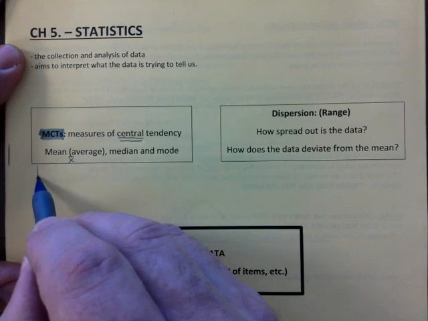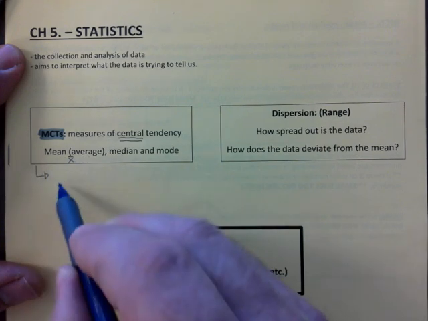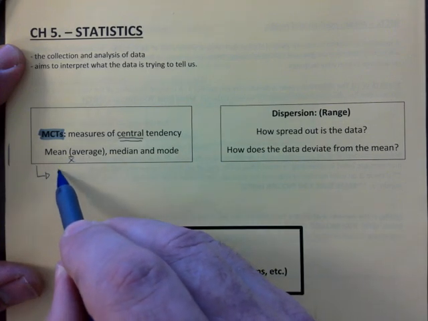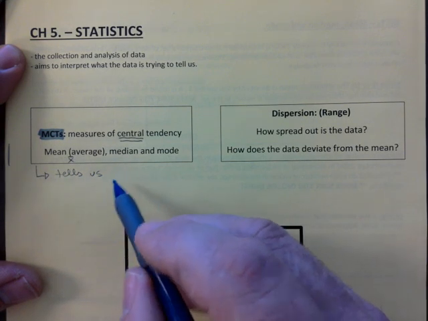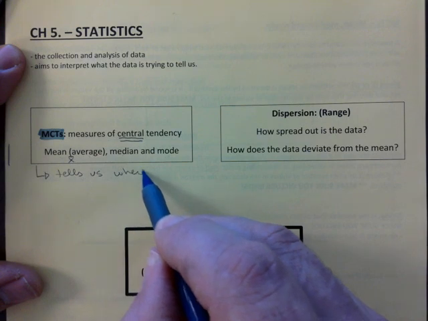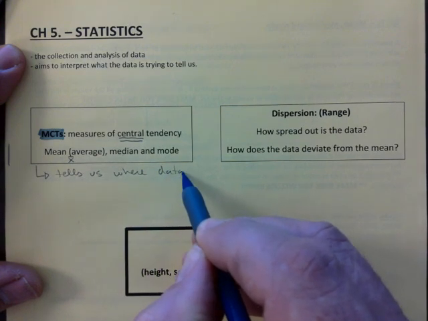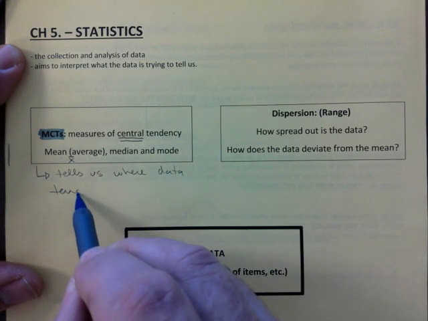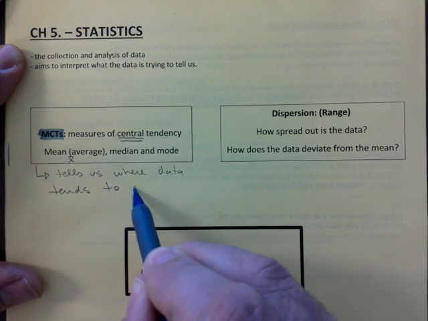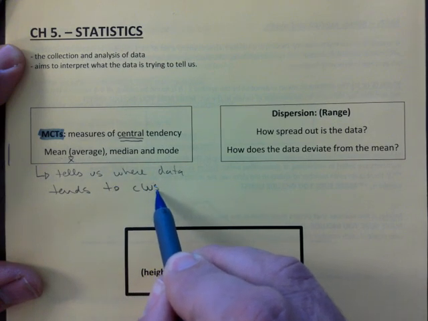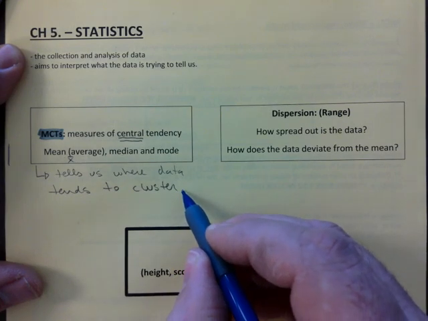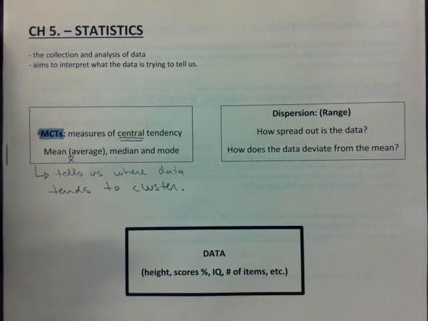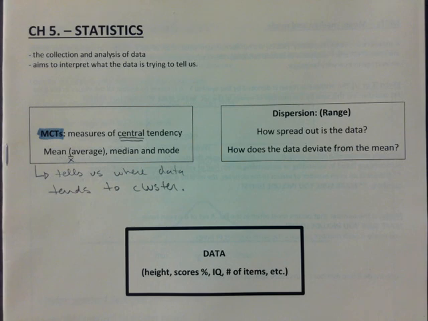MCTs, I will just put an arrow like this, tells us where data tends to cluster. Okay, that's the aim of the MCTs, the mean, median, mode.